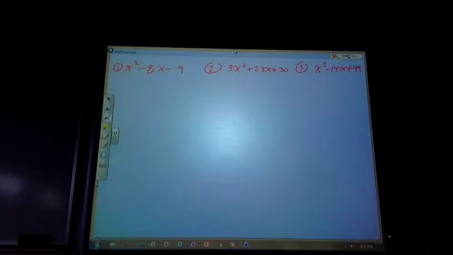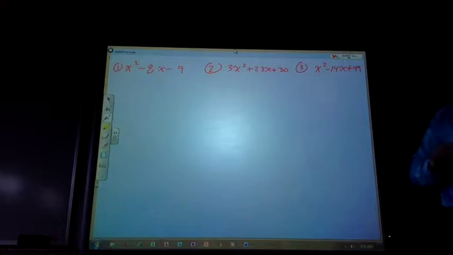Okay. And again, I'm going to continue to ask the same question over and over and over again. Problem number 1. Do I have x on all 3 terms on number 1? No. Is there a number that 1, 8, and 9 all go into other than 1? No. Is there a greatest common factor on number 1? No.